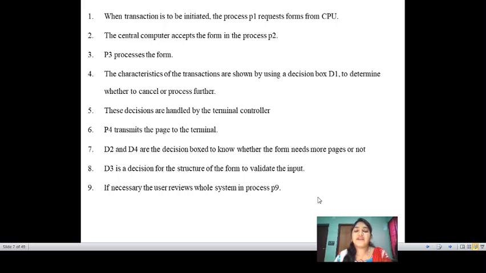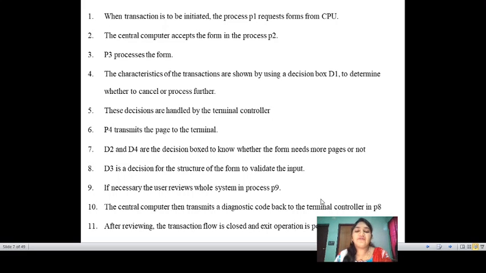If necessary, the user reviews the whole system in process P9. The central computer then transmits the diagnostic code back to the terminal controller in P8. After reviewing, the transaction flow is closed and the exit operation is performed. And this is the entry point and exit point, after all the decisions and processes have been performed.